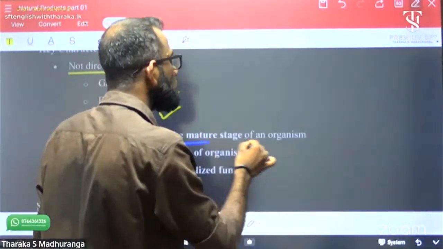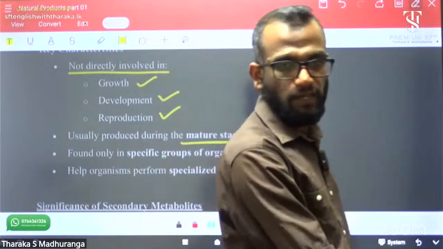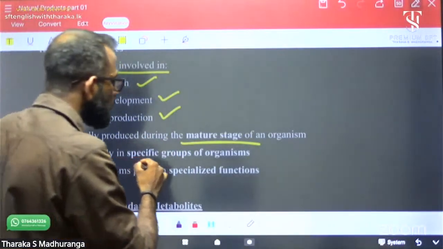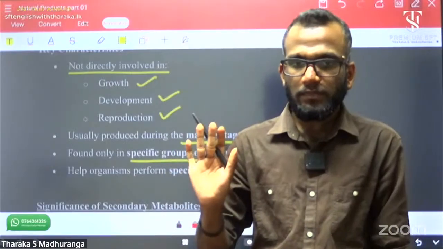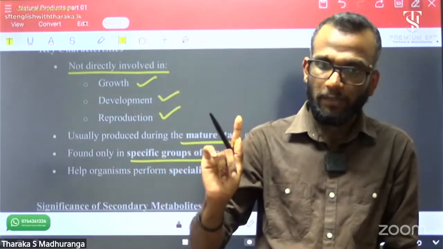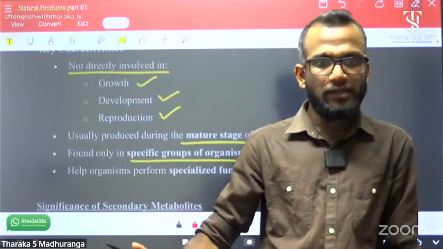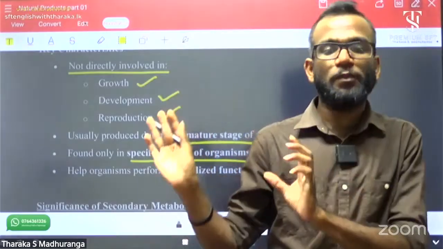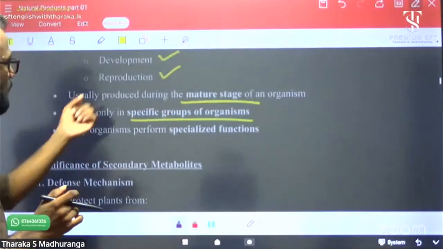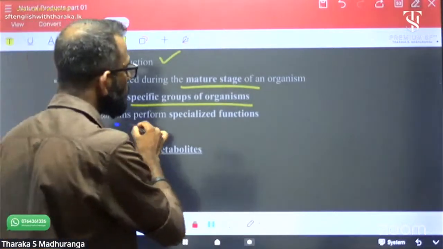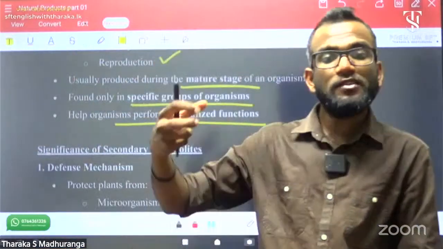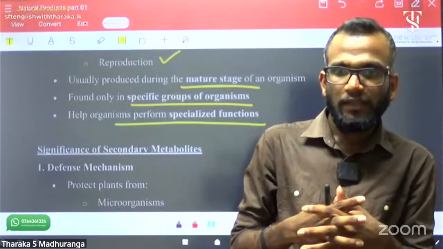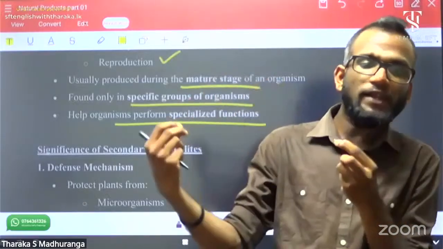Usually they are produced during the mature stage of an organism. In the mid of the maturity stage, after maturation, they produce secondary metabolites. And they are found only in specific organisms, not all organisms. But primary metabolites are produced by all organisms, animals, plants, and microorganisms, while secondary metabolites are only produced by a specific group of organisms. Secondary metabolites help organisms to perform specific functions. They are an additional advantage, extra helping agents. They are not directly involved, but they are additional helping agents.